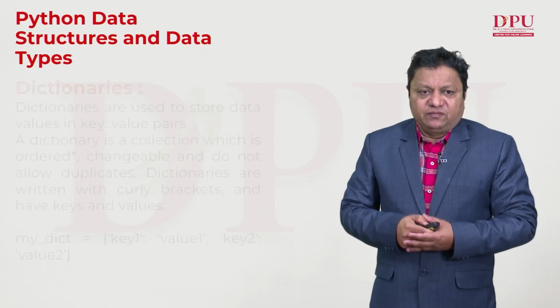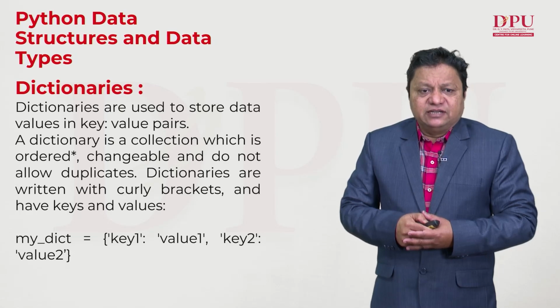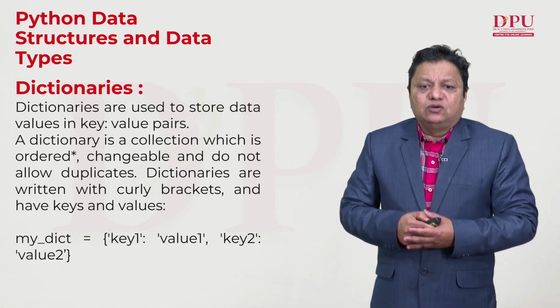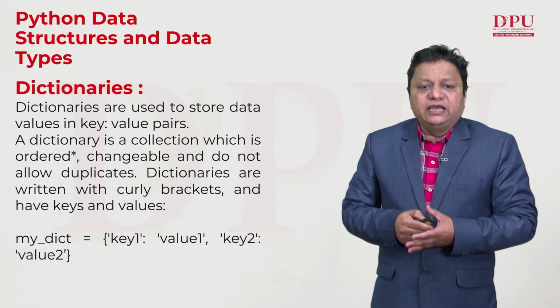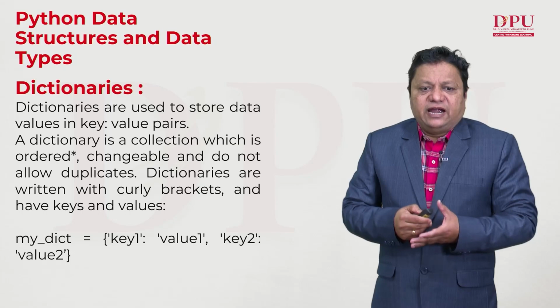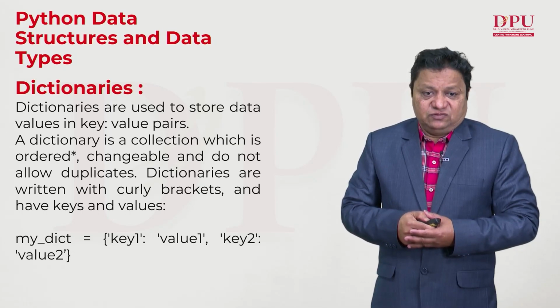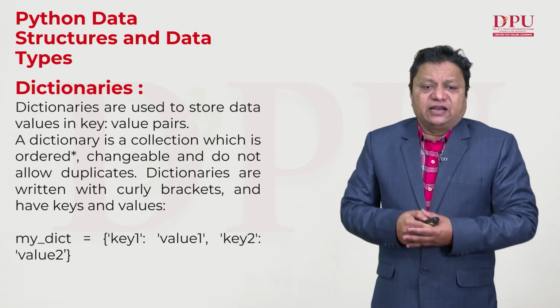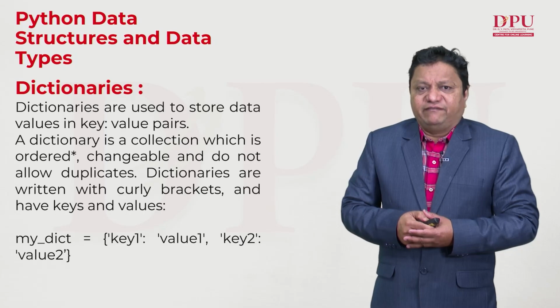Next data type is the dictionaries. Dictionaries are used to store data values in terms of key and value pairs. A dictionary is a collection which is ordered and changeable and does not allow duplicate values. Dictionaries are written with curly brackets and have keys and values.